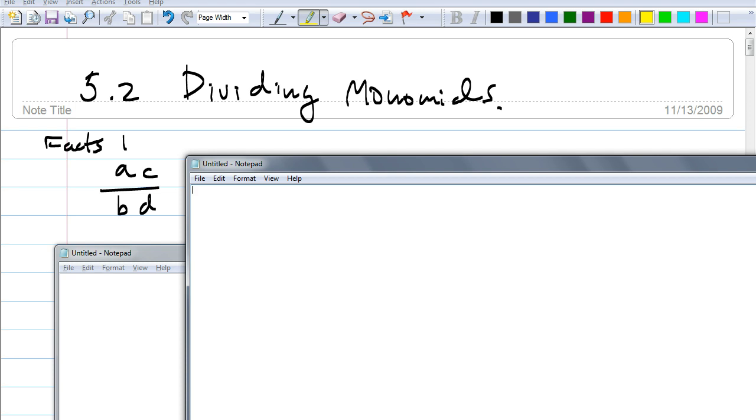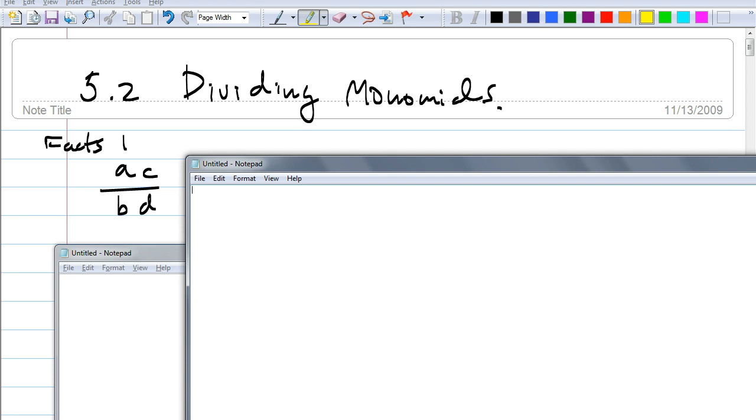Eddie: a over b over d times c over b over d. No, it would not be that, because you have to multiply across, and you would get b squared d squared on the bottom. You will get a c on the top. Does that make sense? Anybody want to try?